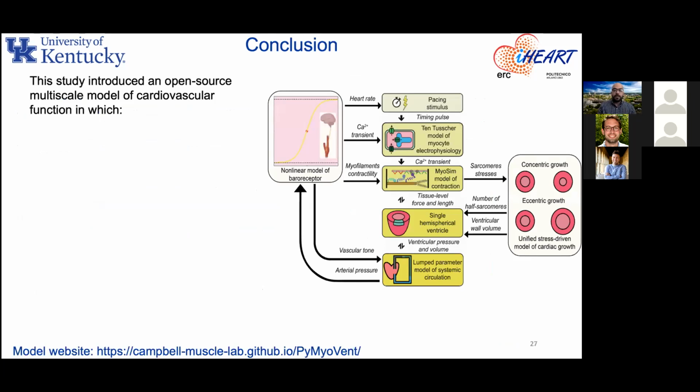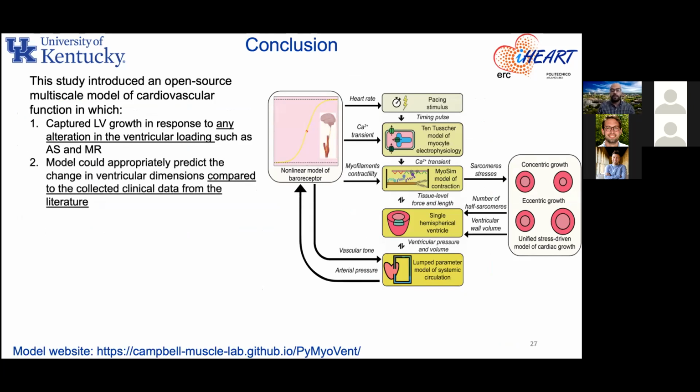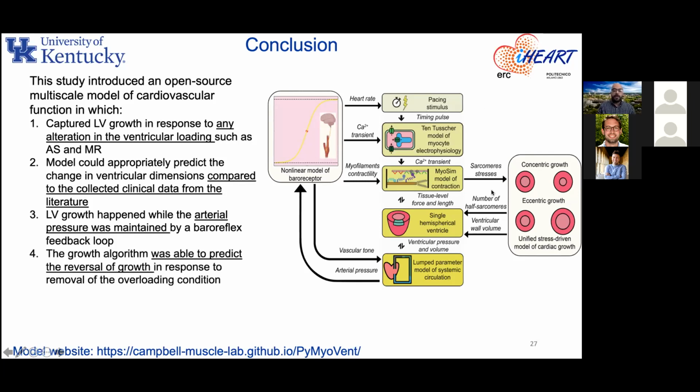So in conclusion, we introduced an open source multiscale model of cardiovascular function, which was able to capture LV growth in response to any alteration in the ventricular loading, such as aortic stenosis and mitral regurgitation. The model could appropriately predict the change in the ventricular dimension compared to the clinical data from the literature. LV growth happened while the arterial pressure was maintained by the baroreflex feedback loop. And finally, the growth algorithm was able to predict the reversal of growth in response to removal of the overloading condition.